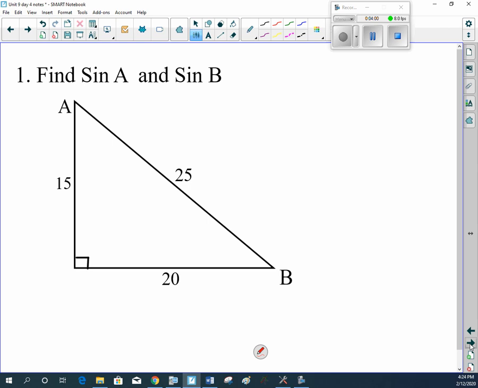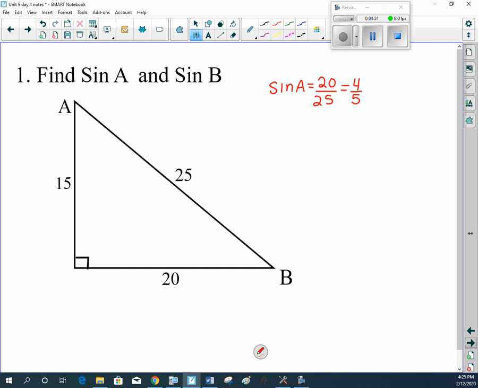Okay, on this slide right here, it wants us to find sine A and sine B. If you're standing at A, sine is opposite over hypotenuse. So sine A is 20 over 25. You're going to want to reduce any fractions, so that's going to reduce by 5, and that's going to turn out to be 4/5.